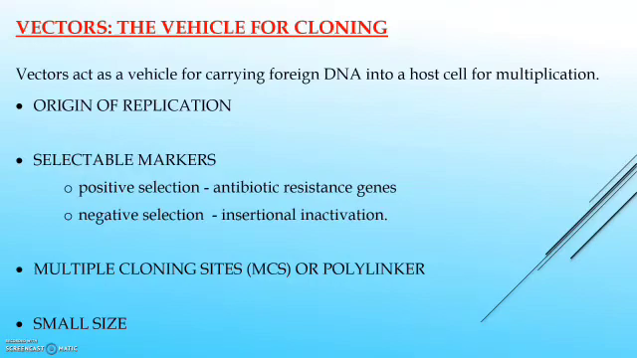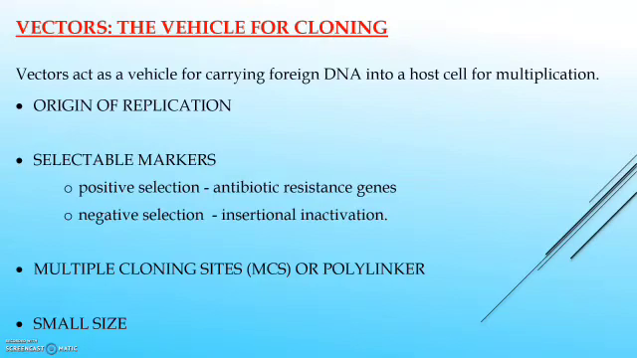And the DNA molecule should possess the following essential characters to act as a cloning vector. The main characters are origin of replication, selectable markers, multiple cloning sites or polylinker, and small size. Origin of replication is required for autonomous replication of a plasmid using the host cell's replication machinery. Almost all commonly used plasmids are based on the ColE1 origin of replication, which is designated as ORI.